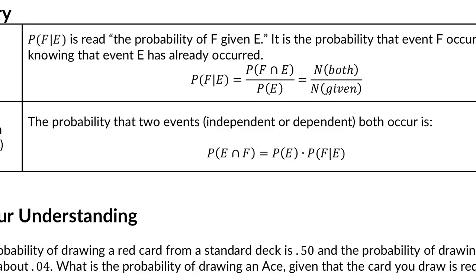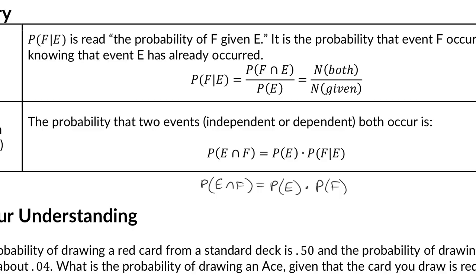Last class, don't write this down, just listen. Last class, we found that the probability of E and F for independent events was the probability of E times the probability of F. How is this one different? This formula is from last class, and that was for independent events. It's because of the given. When we have dependent events, we can't just multiply them together because the first one affects the other one.